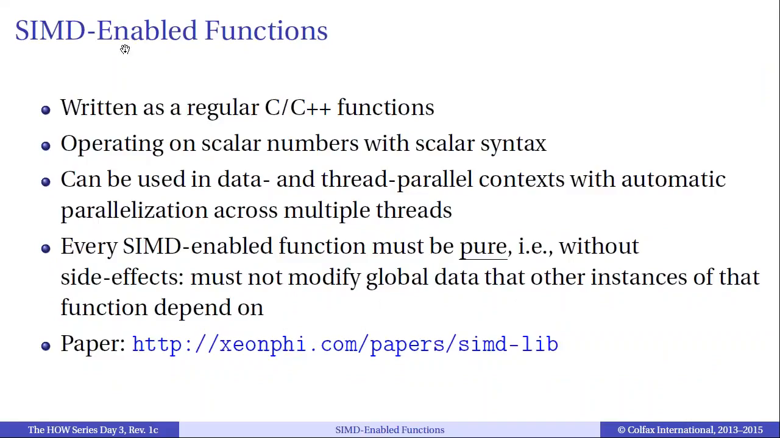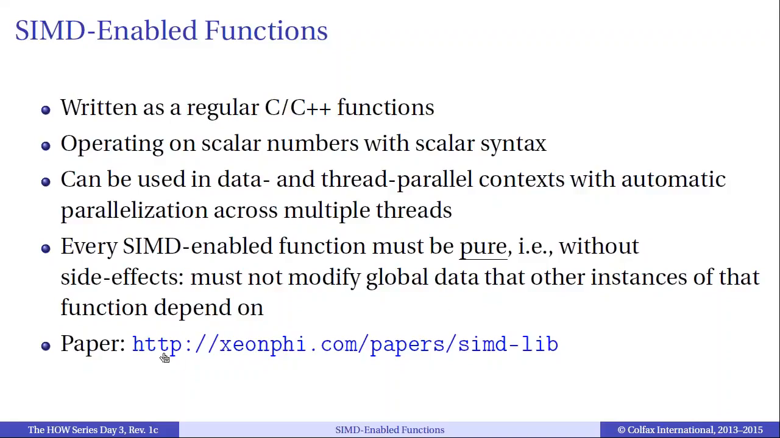SIMD-enabled functions look like regular C, C++ functions operating on scalar numbers with scalar syntax, but they can be used in data parallel and thread parallel context, and you can expect automatic vectorization and actually even parallelism across multiple threads. The restriction is that every SIMD-enabled function must not modify any data outside of itself. In other words, it has to be pure. You cannot modify global variables in a SIMD-enabled function.